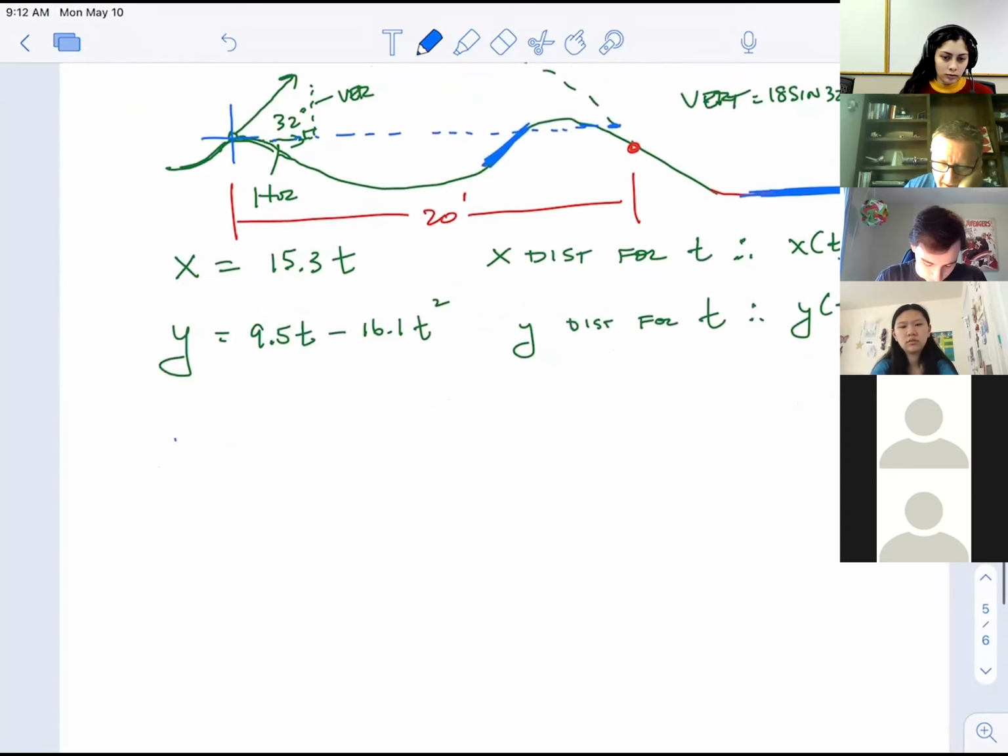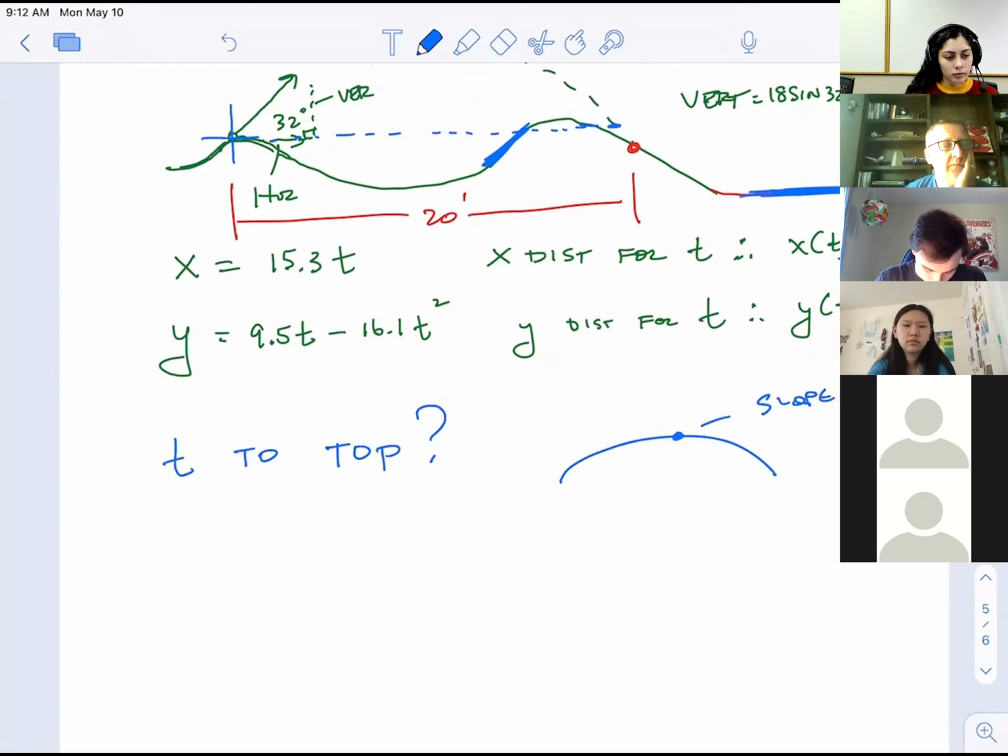But let's find the time to the top. In other words, right there. Well, isn't right there a slope equal to 0? And so can't I find dy/dx and set it equal to 0 here? Now, we saw a second ago that I was only in the air for like 0.6 seconds or something like that. So it's a really short period of time. So, okay, well, let's find that.